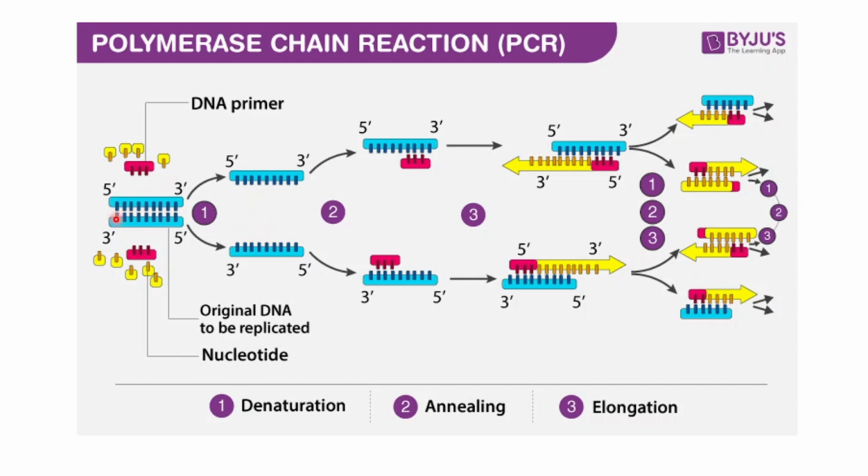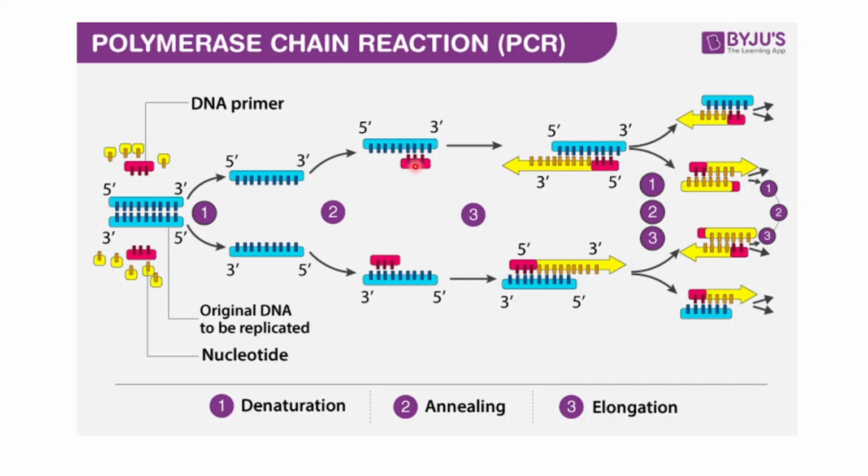We know that adenine and thymine have 2 hydrogen bonds in between them. Guanine and cytosine, GC, have 3 hydrogen bonds. So at this temperature, the hydrogen bonds are broken between the base pairs, and denaturation leads to the formation of single strands of DNA. So this is a single strand, this is a single strand. Then comes the annealing step. So this second step is called the annealing. And why is it called annealing?